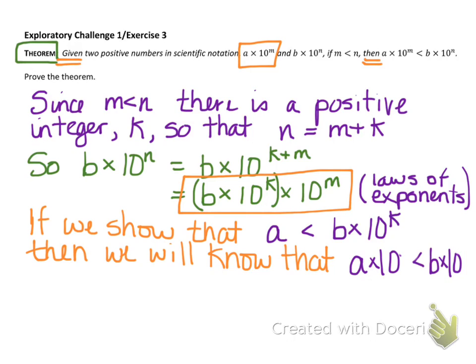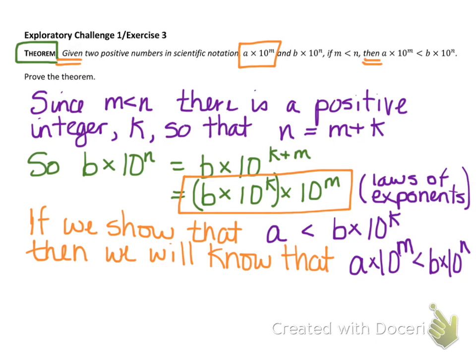But that could be really confusing. So let me get my purple pen and fix that. This should be the m, and this should be the n. Okay, b times 10 to the n. Okay, so if we can show that, all we have to look at now is this part of a times 10 to the m, and this part of b times 10 to the n. Okay, so then we'll know that.